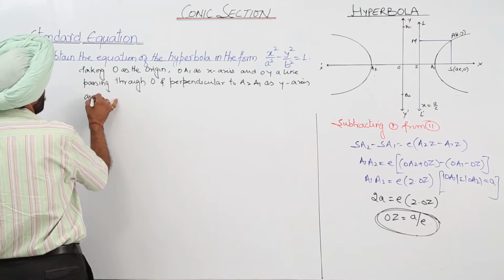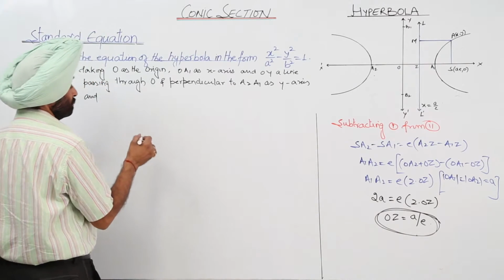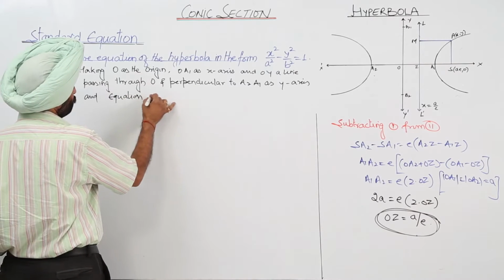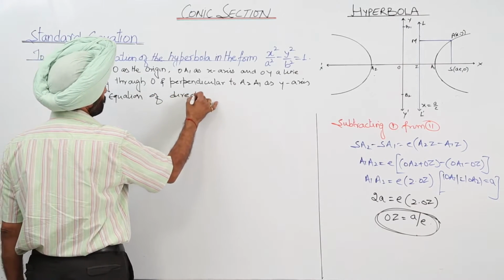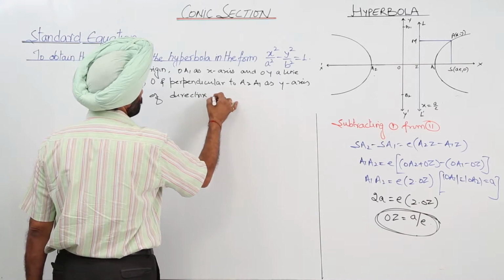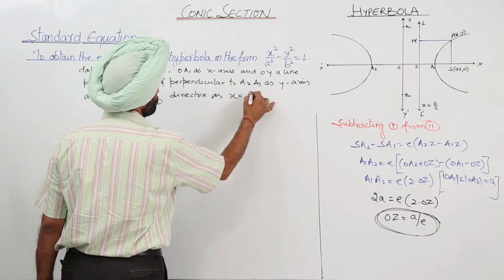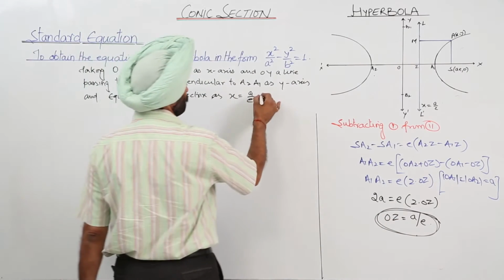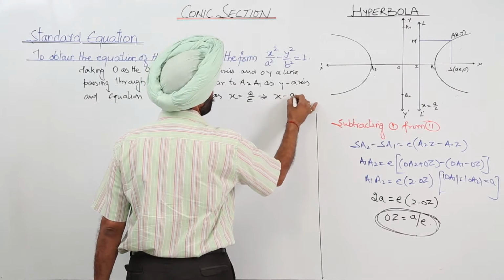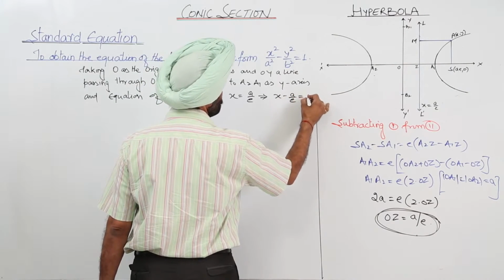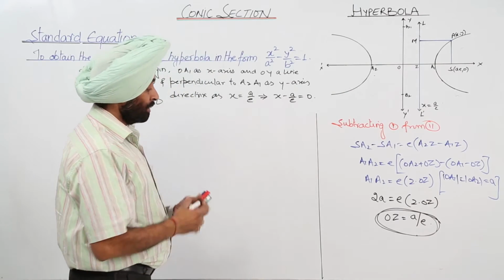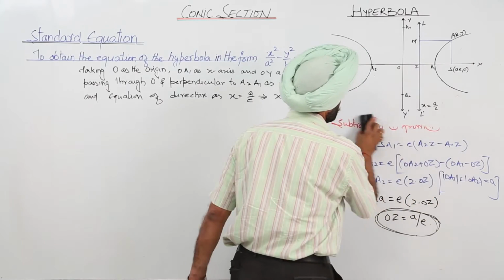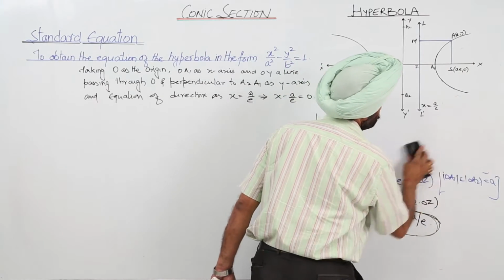and the equation of the directrix as x is equal to A upon E. This part, x is A upon E. Okay, or this we can write as x minus A upon E is equal to 0. Is it clear? So up to OZ, we have got the equation of the directrix. Now let's rub this part.